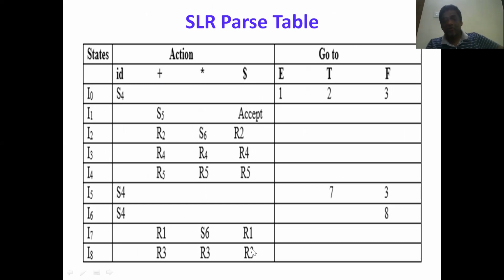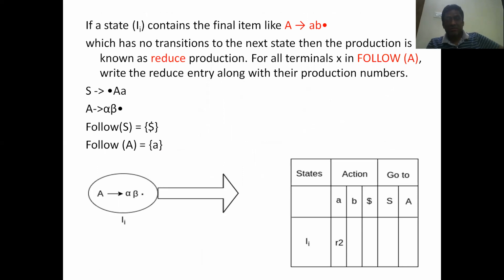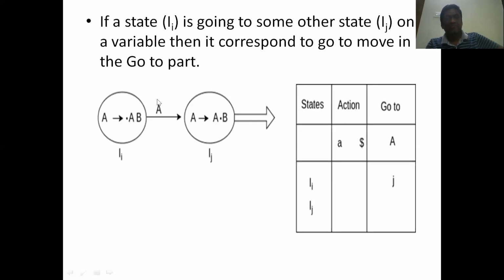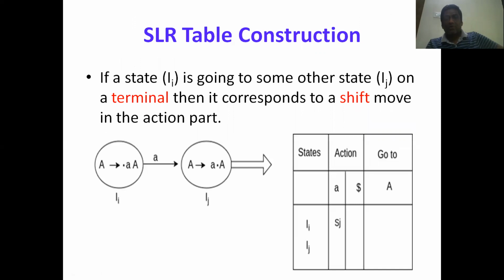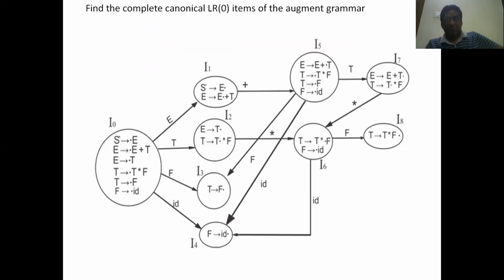And how do you fill the goto operation? Goto operation is for the variables. The transitions with variables represent the goto operation. Let me explain one variable, say this one, capital T. I0 on capital T is moving to I2. That means I0 on T is state 2 in the goto part.